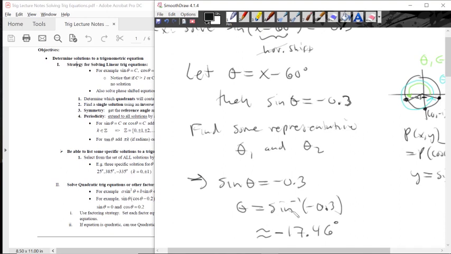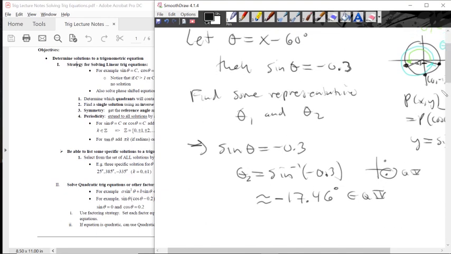Recalling that the arc sine function will always give us outputs in either quadrant 1 or quadrant 4, which quadrant is this solution in? It's the quadrant 4 solution. So what we have here is a representative of theta 2 because of the quadrant that it shows up in. So theta 2 is approximately negative 17.46 degrees. We can extend by adding integer multiples of the period to that.